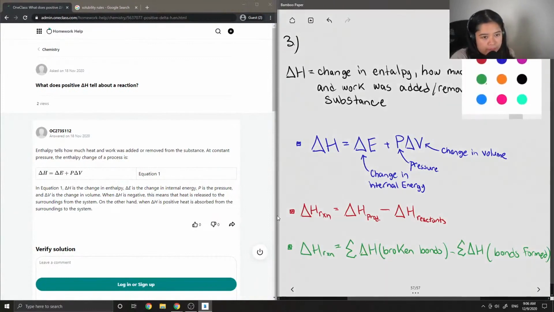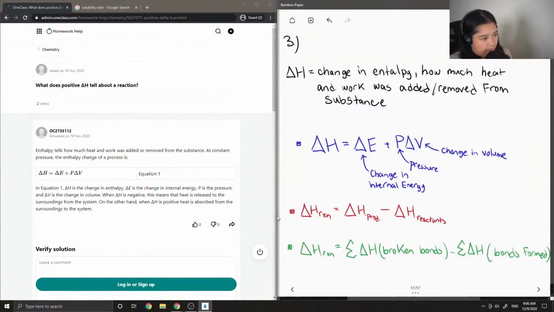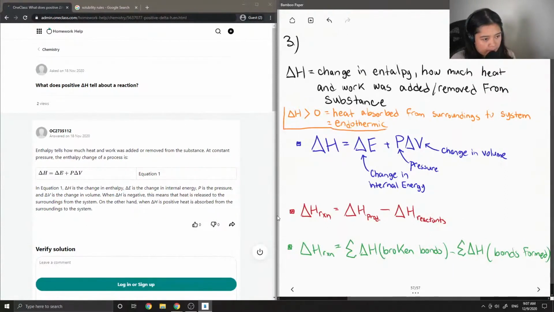Okay, so now that we know how to calculate delta H, we can fully answer the question, what does a positive delta H tell us? So when delta H is greater than 0, this tells us that heat was absorbed from the surroundings to the system. So it also tells us that the reaction was endothermic. I'm going to put this in a box.